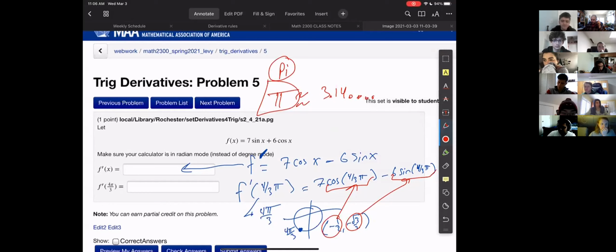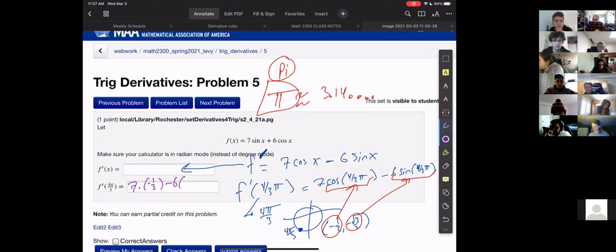Yeah, that's good. Thank you. Would you plug in 7 cosine and then 4/3 pi in parentheses, or would you plug in something to do with the -1/2 for the final answer? So cosine at 4/3 pi is -1/2. And so if I take the answer over to the actual spot, it would be 7 times -1/2 minus 6 times minus √3/2. And you could simplify that a little bit, right? You could be like -7/2 plus 3√3.